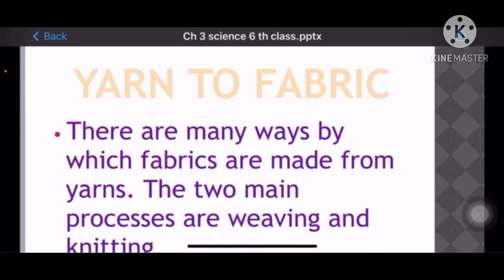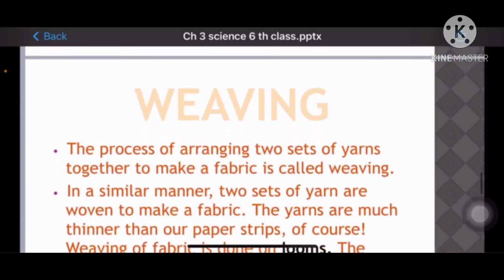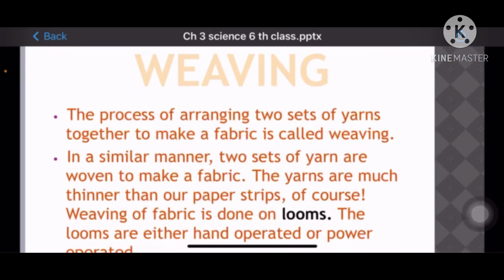Now we will understand how to make yarn into fabric. There are many ways by which the fabrics are made from yarns. The two main processes are weaving and knitting. Now, what is weaving? The process of arranging two sets of yarn together to make a fabric is called weaving. In a similar manner, two sets of yarn are woven to make a fabric.